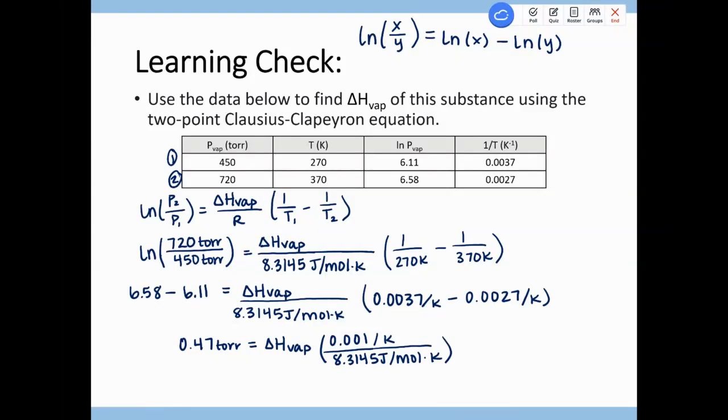So here we have a value equals our variable multiplied by a fraction. We divide both sides by this fraction, then we'll have delta H on its own, and that value is 3,907.81 joules per mole.